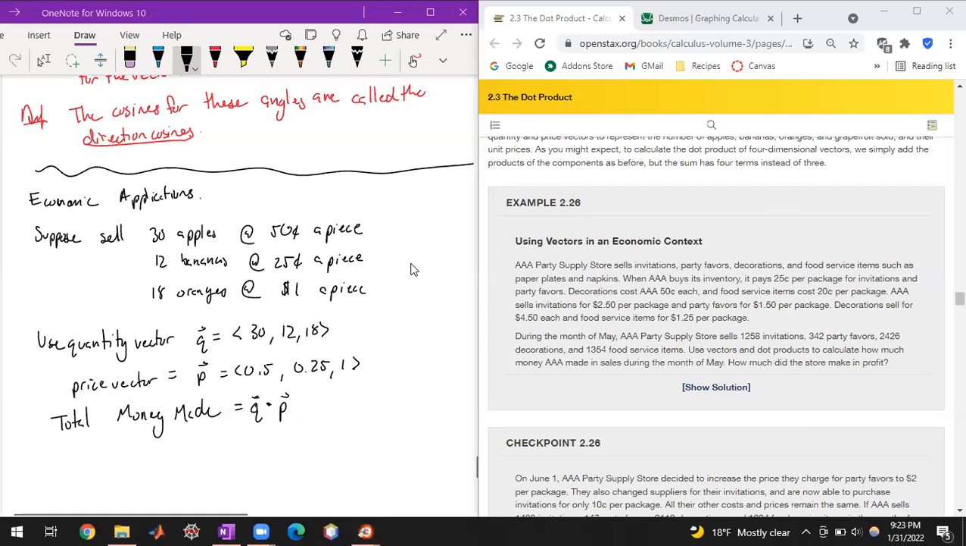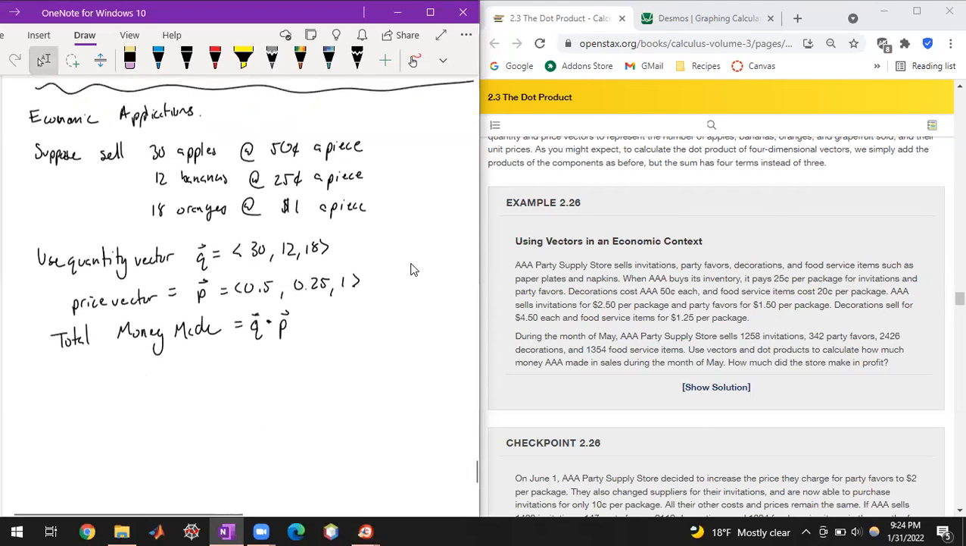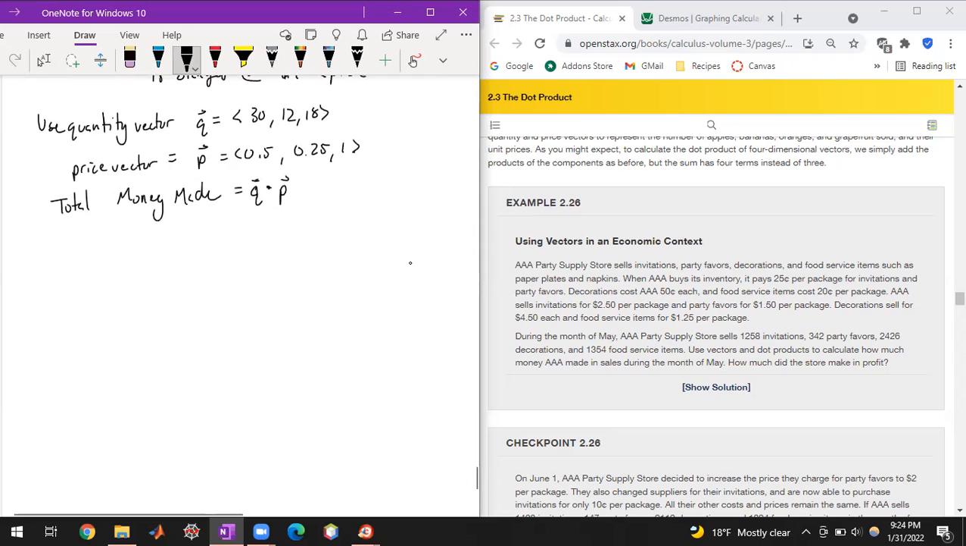All right, so in example 2.26, we're interested in using vectors in an economics context.